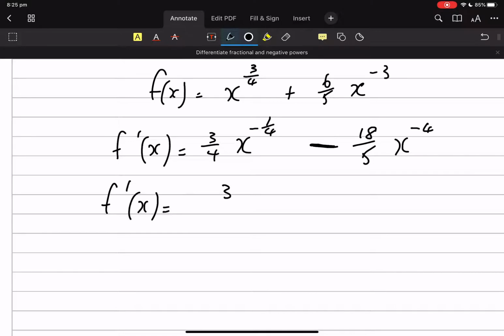That's going to be 3 on 4, and that's going to be the quartic root of x. So it's underneath because of the minus, and it's a quartic root because of the quarter. I'm sorry that those two 4s are together. I didn't mean for that to happen. And this will be minus, that's a ridiculous minus sign, 18 on 5x to the 4.